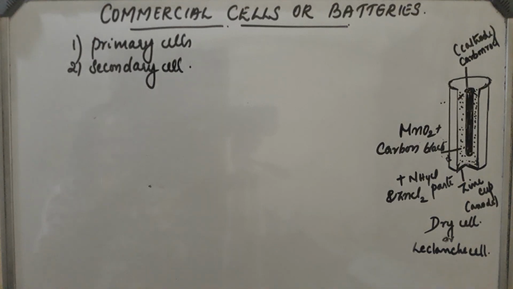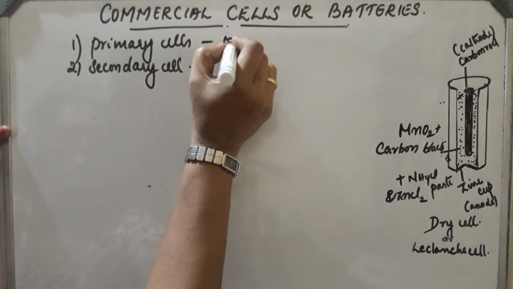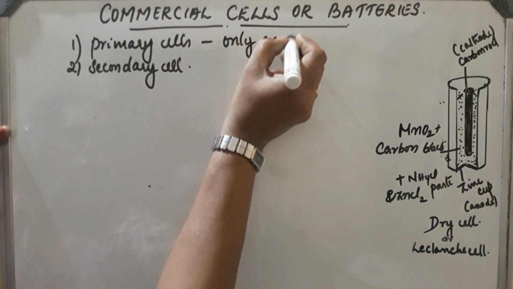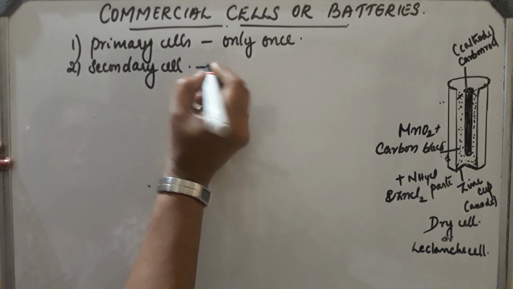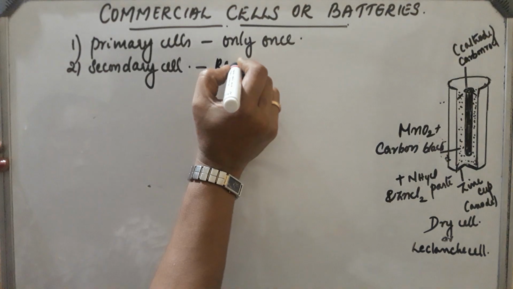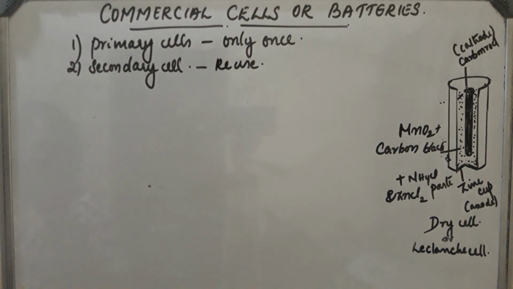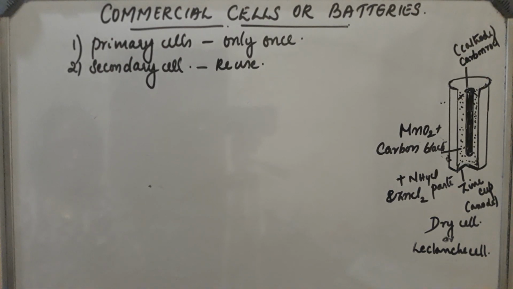What are the differences between primary cells and secondary cells? In a primary cell, the reaction occurs only once, and after use these batteries are dead and we have to throw them. But in the case of secondary cells, we can reuse them, because once the charge becomes zero, we can recharge and use them again. So we can reuse secondary cells, whereas primary cells we can use only once.